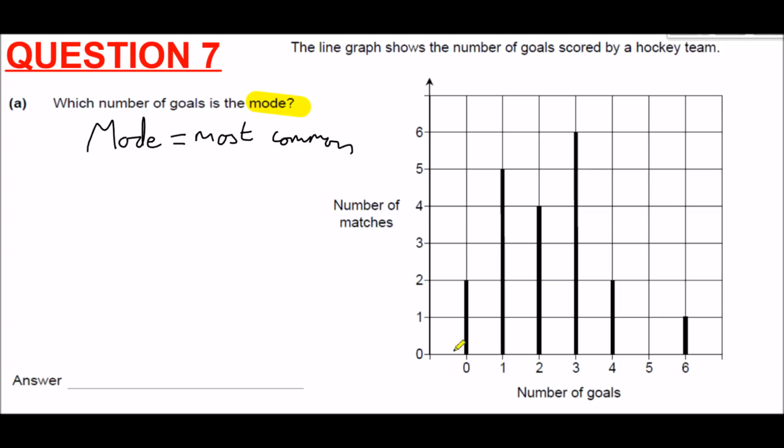So if they scored no goals in only a couple of matches, they've never scored 5 goals, so that certainly isn't the mode. So what's the most common number of goals they scored? It's 3 goals actually, because they scored that in 6 matches, which is more than any other number of matches for any other number of goals scored. So the mode number of goals is 3.